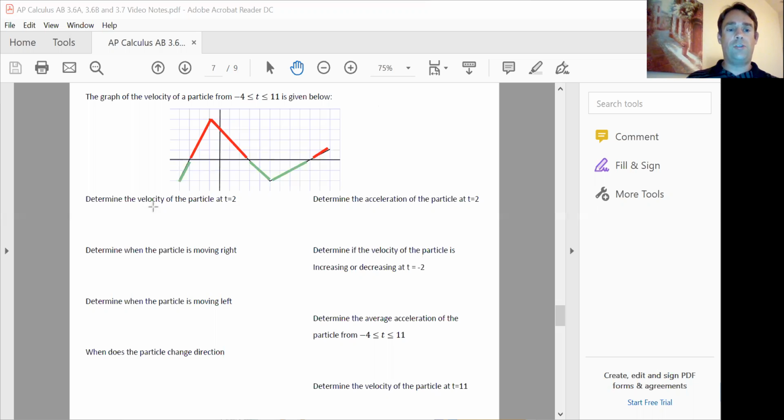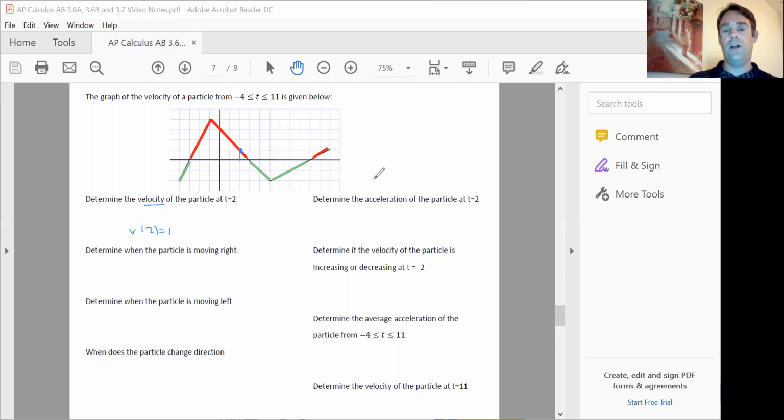Now let's take a look at some of the things on this graph. Determine the velocity of the particle at 2. So we find 2 right here, and right there is my point at 2. What is that velocity? That would be 1. So v of 2 is 1. Since this is the velocity curve, not the position curve, whatever that value is, that's my velocity.